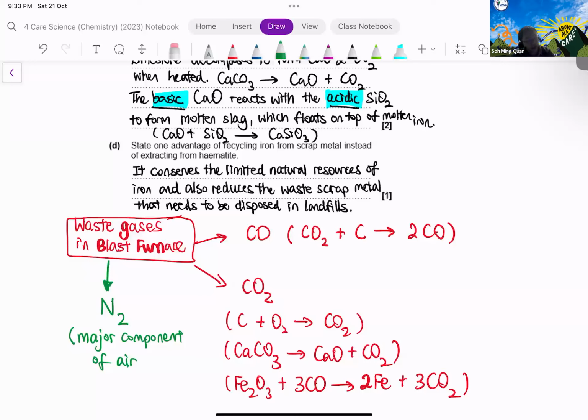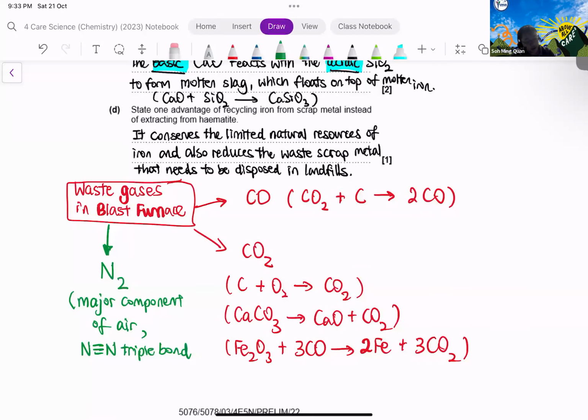Moreover, nitrogen contains an N-N triple bond. This is the bonding present in nitrogen. It's a covalent bond, triple bond, and it's very strong. So if the nitrogen triple bond is very strong, it will be unreactive. And indeed, nitrogen, being the major component of air, is actually very unreactive. That's why nitrogen can survive in the air without even reacting. So I want you to take down the waste gases in the blast furnace. There are 3 of them: CO, CO2, and most importantly, the major waste gas is actually nitrogen.